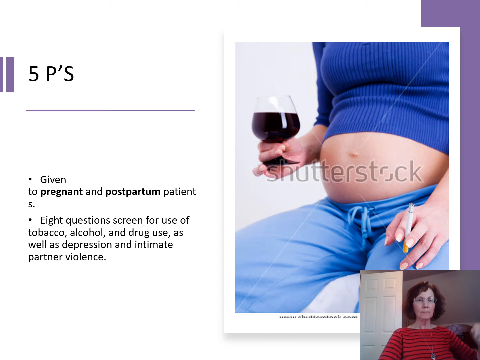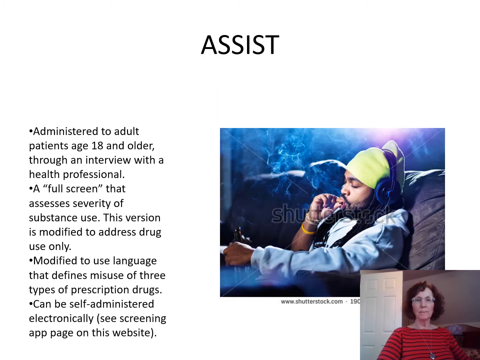The 5 Ps are given to pregnant females, and 8 questions screen for the use of tobacco, alcohol, and drug use, as well as depression and intimate partner violence. The ASSIST is administered to adult patients ages 18 and older through an interview with a health professional, a full screen to assess the severity of substance use. This version is only modified to address drug use only.